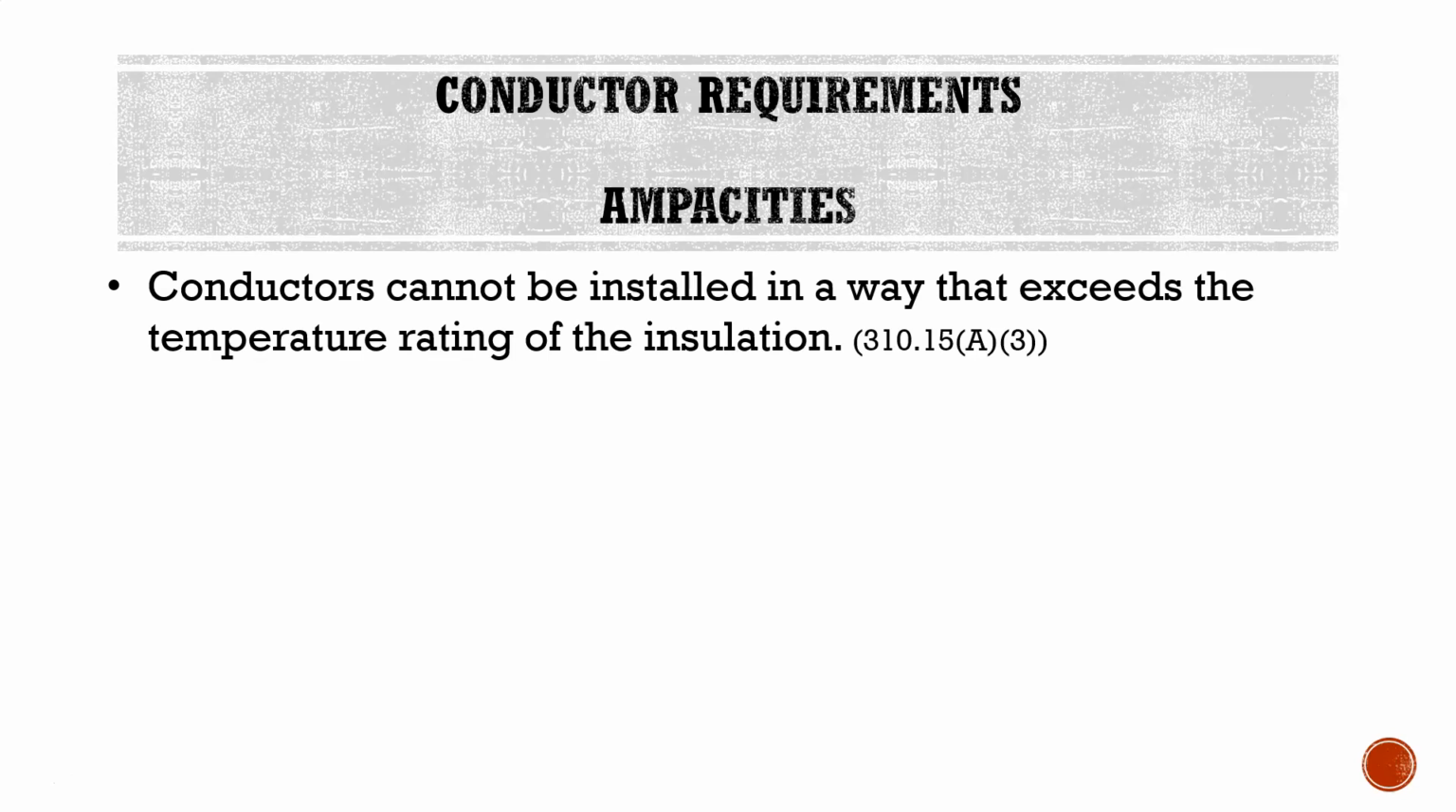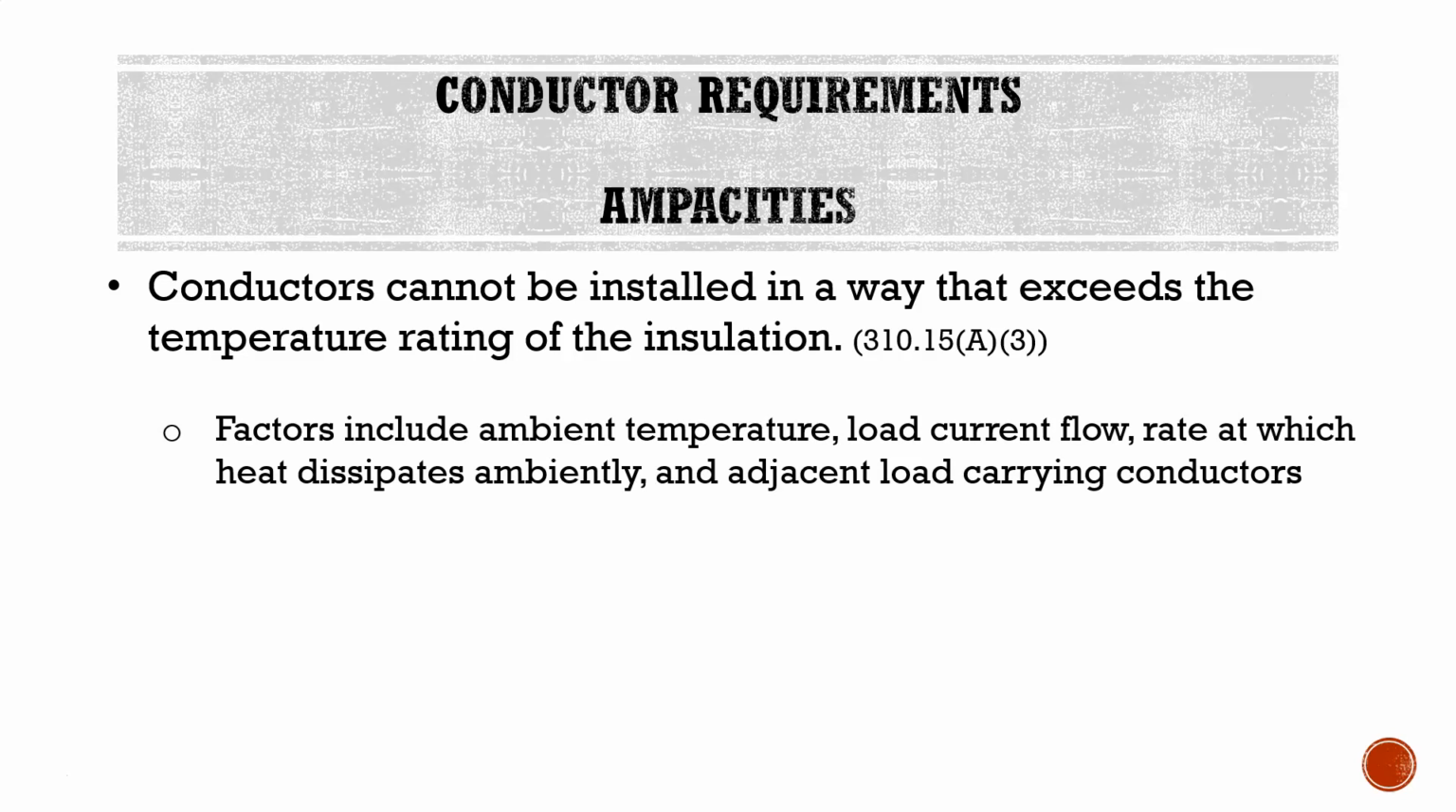So sticking with our conductor requirements, we're going to be taking a look at ampacities now. And this is going to be one of the bigger parts of Article 310, conductor ampacities. Conductors cannot be installed in a way that exceeds the temperature rating of the insulation. And before I go into this, let's talk through another couple points here. Factors include ambient temperature, load current flow, rate at which heat dissipates ambiently, and adjacent load carrying conductors.